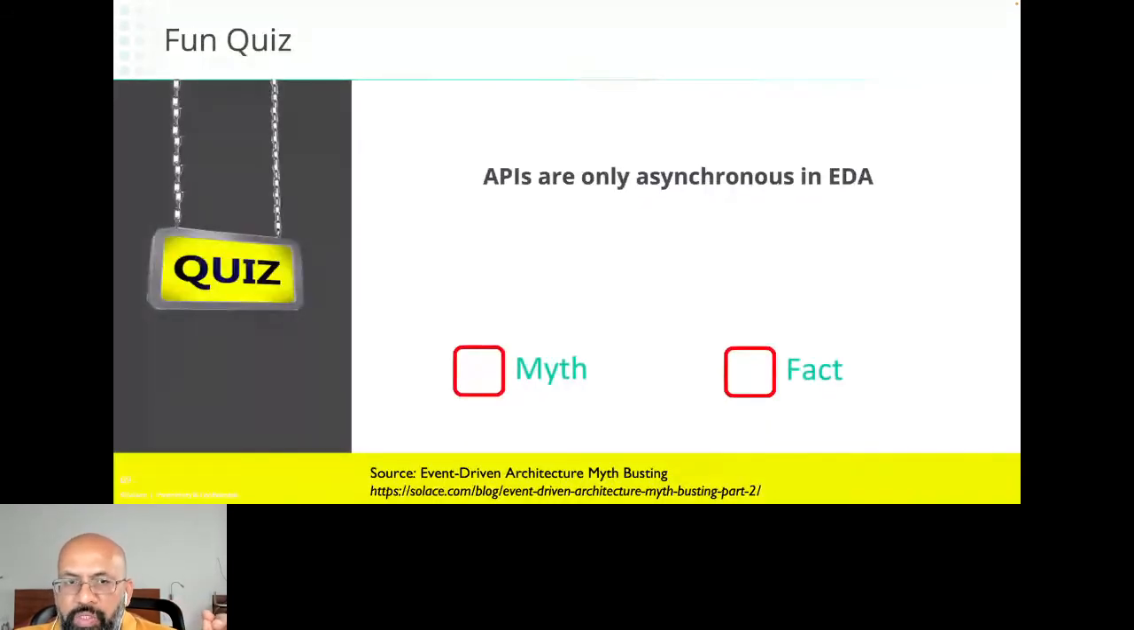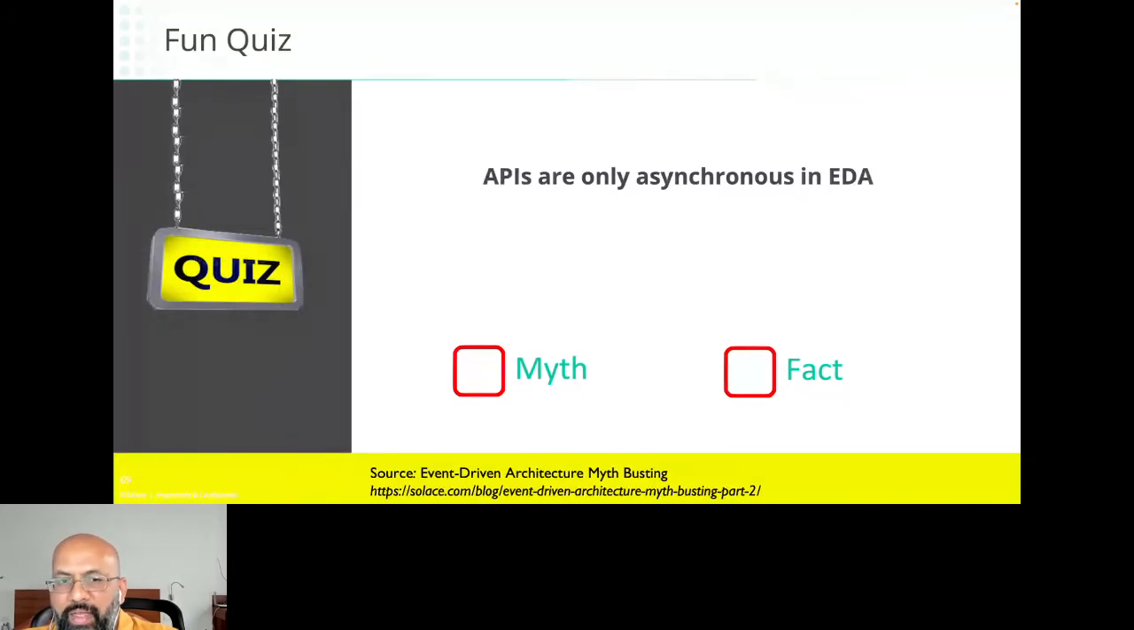The last one, quiz for the day: APIs are only asynchronous in EDA. Note the word. We started with the definition of EDA saying that, hey, decoupling and asynchronous are potential benefits when you use EDA. And obviously, we also know APIs, right? So what do you think about this statement? Is it a myth or a fact? APIs are only asynchronous in EDA.